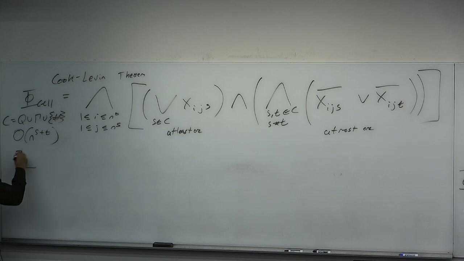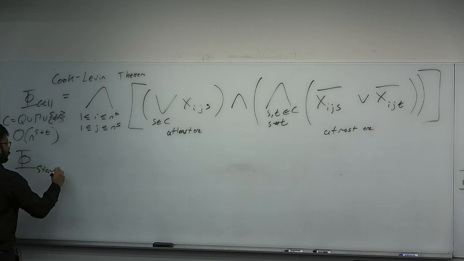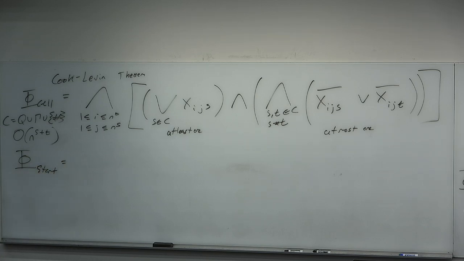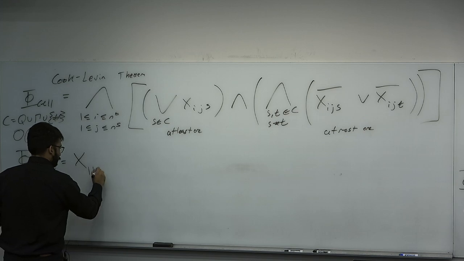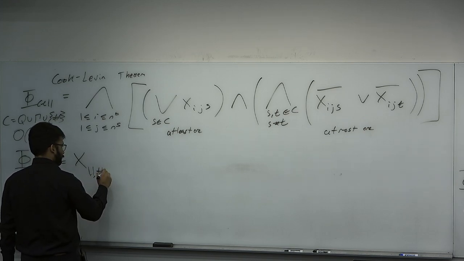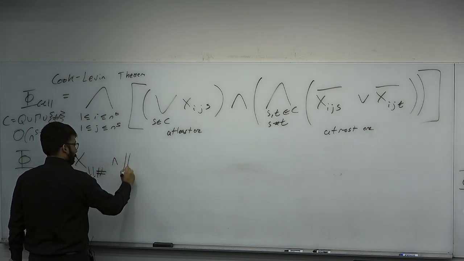What about phi start? Let's see if you guys can come up with this one. How would you ensure the first row is exactly the initial configuration of M on W? I mean, you need to verify that the first and the last things are hash tags, and then immediately followed by q0, and then immediately followed by the binary representation of W, and then immediately followed by blanks.